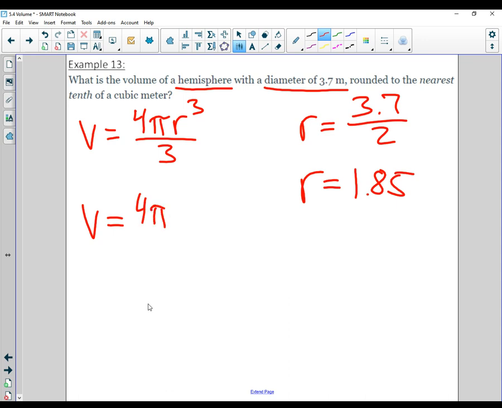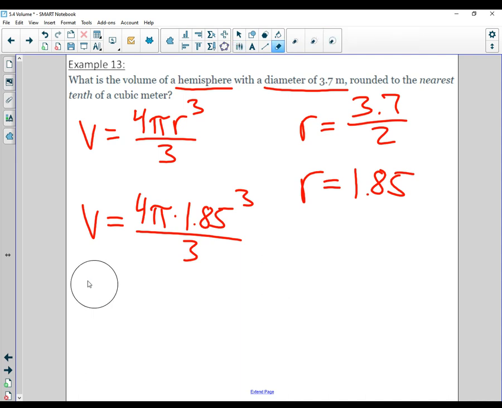So we do 4 pi, and then our radius is 1.85 cubed divided by 3. So 4 times pi times 1.85 cubed divided all by 3. 26.5. Oh, but hey, wait. It's a hemisphere, right? That's the volume of a whole sphere. So to find the volume of a hemisphere, I should cut that in half as well. 13.3.